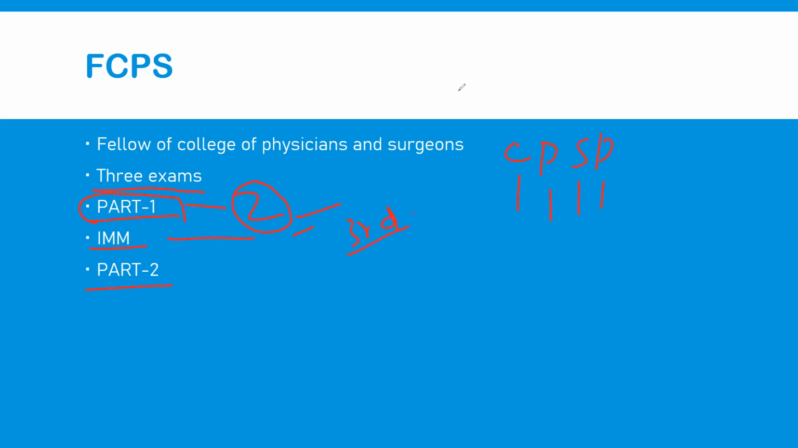And then at the end you have to take part 2, which is an exit exam. Once you clear your part 2 exam, then you will be working as a consultant, physician or surgeon. So these are basically the three exams of the FCPS.